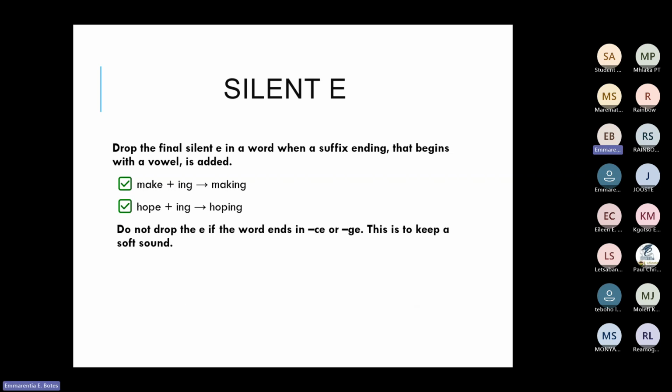Do not drop the E if the word ends in CE or GE. Why not? Because this keeps a soft sound. There's an example, notice, noticeable, and manage, manageable. So we do not drop the E then. You keep it so that the word will have a soft sound.